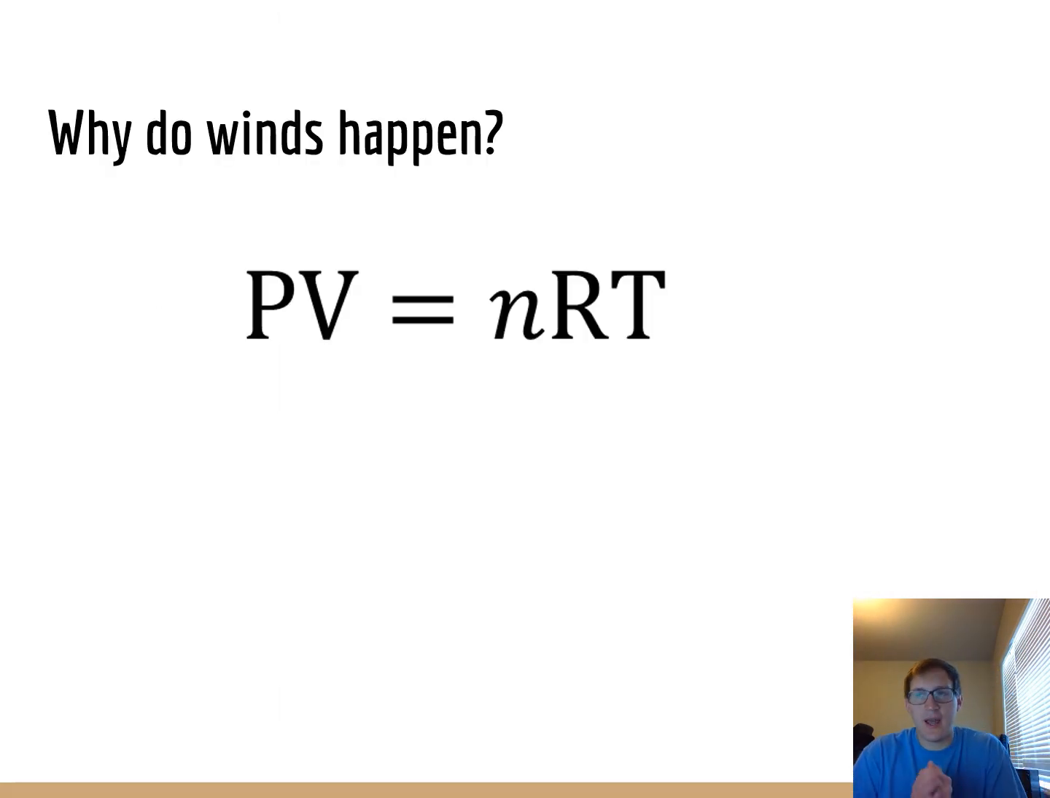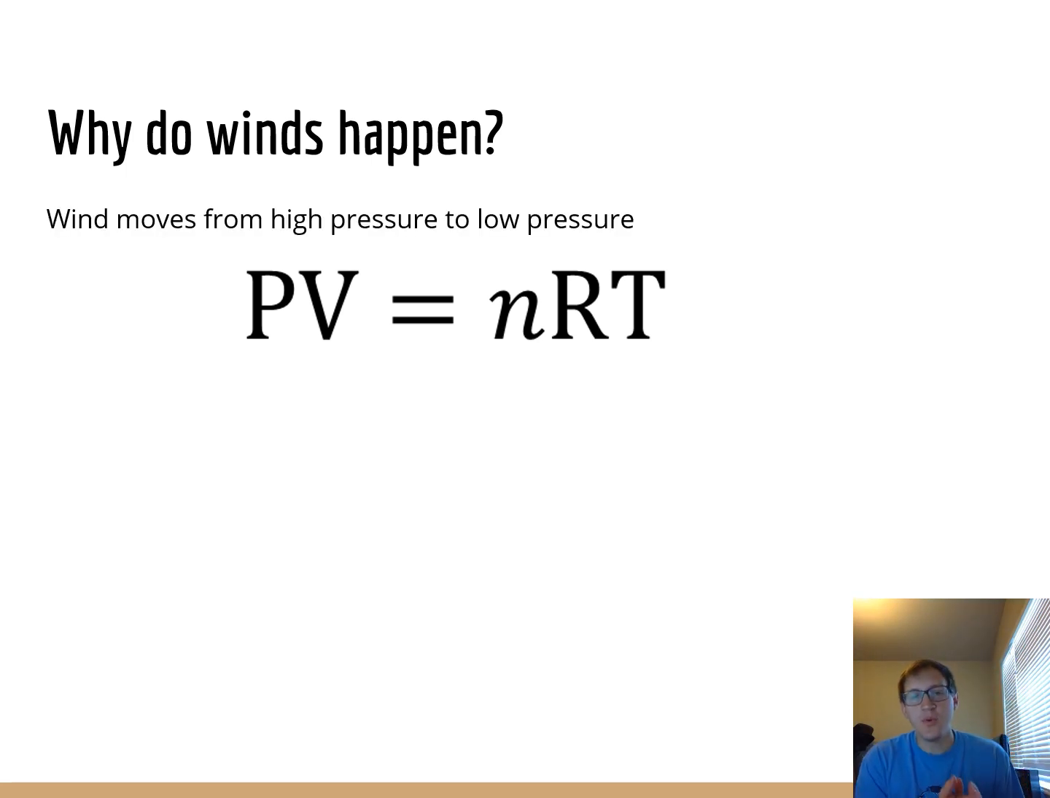All right, so why do winds happen? PV equals nRT, the ideal gas law: pressure times volume equals number of moles times the gas constant times the temperature. Winds tend to move from places of high pressure to low pressure. If you've ever had an air compressor, we compress the air inside the tank, so that when we press our nozzle, the air is going to flow out because it wants to go to a place of low pressure.